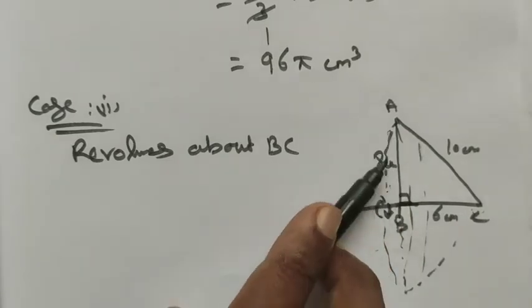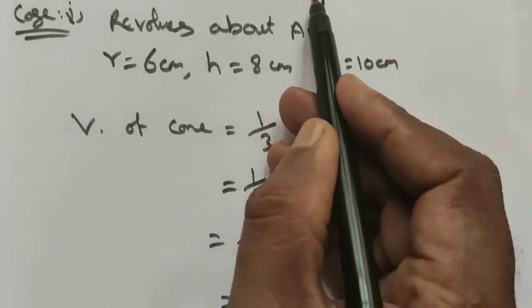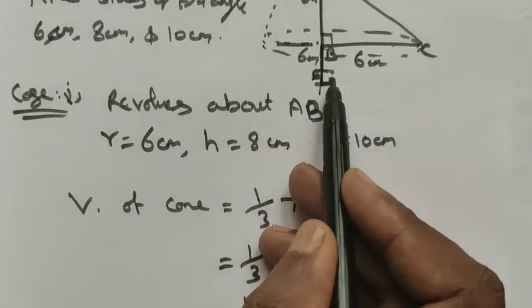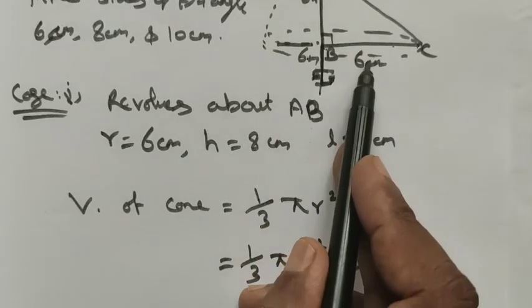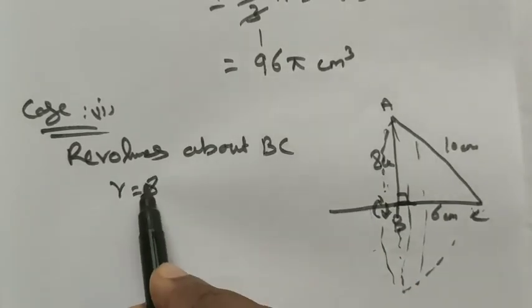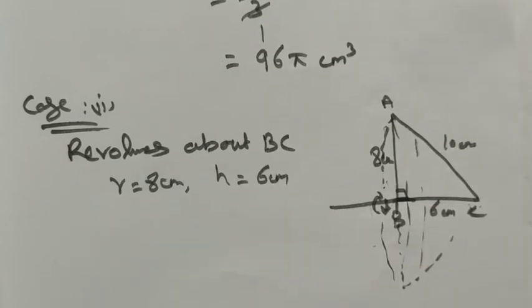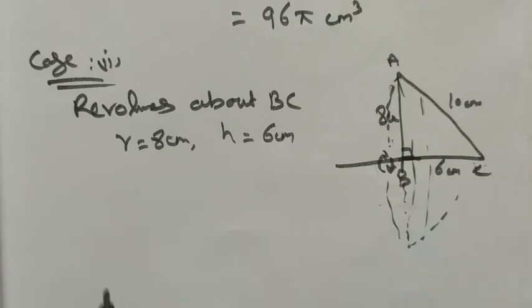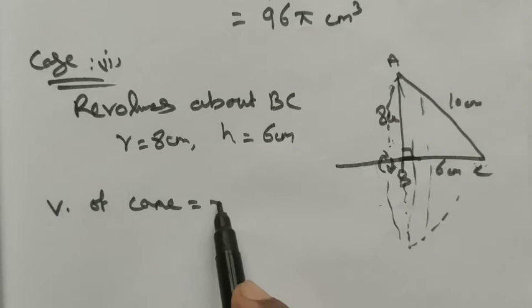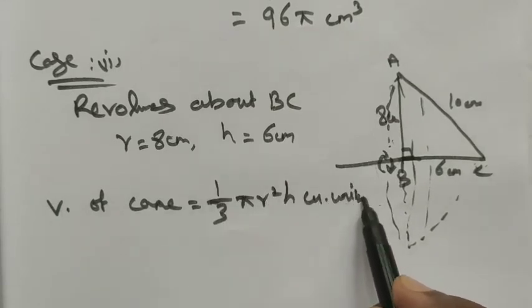So this is the base of the cone, where the base is the radius. The first one revolves around in this position. So here the base is 8. The radius is equal to 8 centimeter and the height h is equal to 6 centimeter. Here we don't need to find the slant height. Then the volume of the cone is, we know the formula, 1 by 3 pi r square h, cubic units.